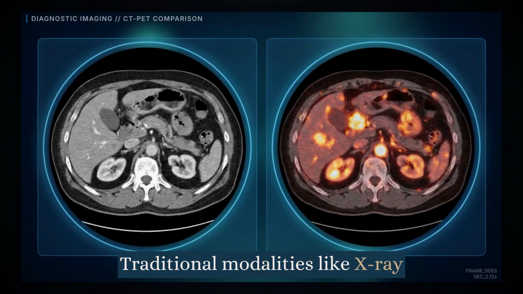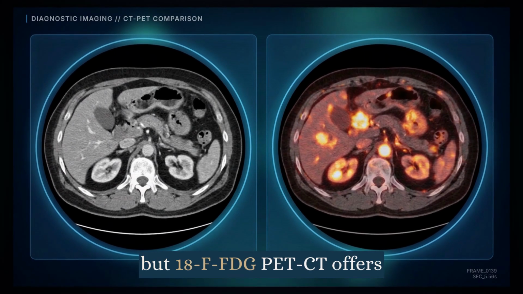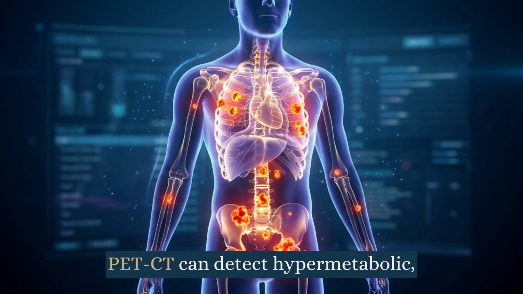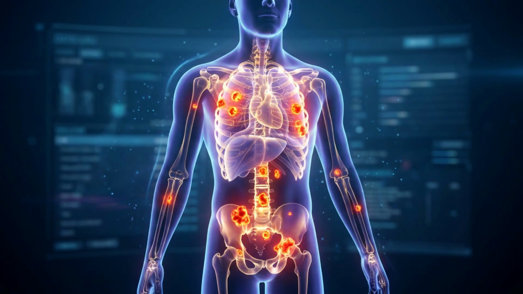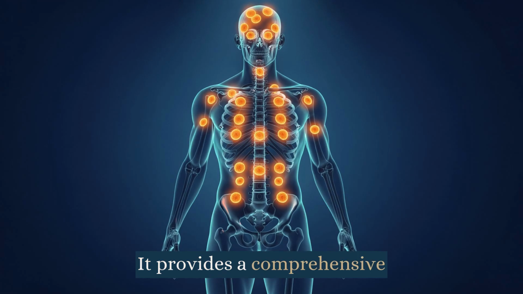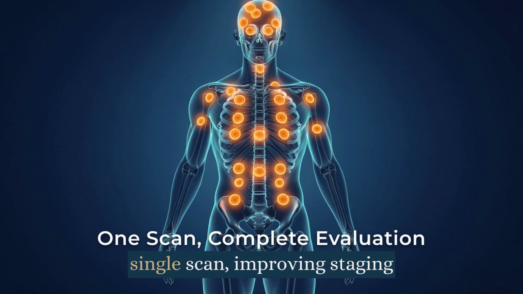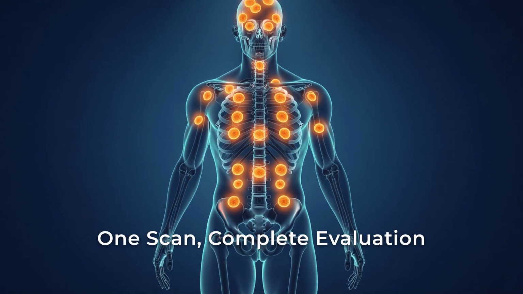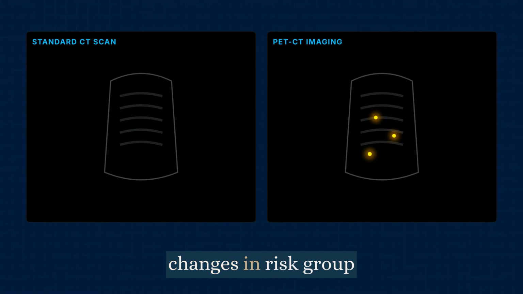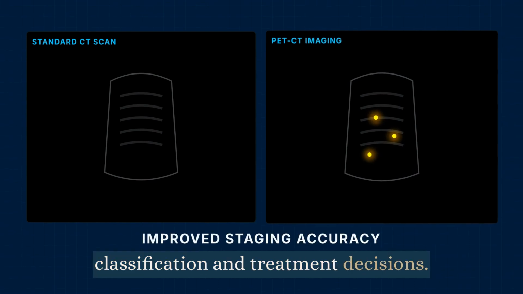Traditional modalities like X-ray and CT are useful, but 18F-FDG PET-CT offers unique advantages. PET-CT can detect hypermetabolic, FDG-avid lesions that might be missed by conventional scans. It provides a comprehensive whole-body evaluation in a single scan, improving staging accuracy. By detecting occult lesions, PET-CT frequently leads to changes in risk group classification and treatment decisions.